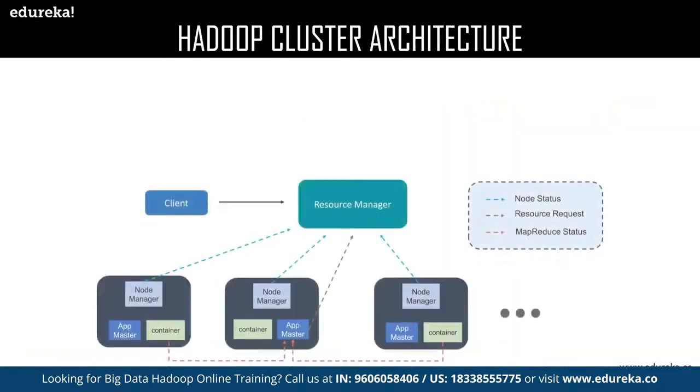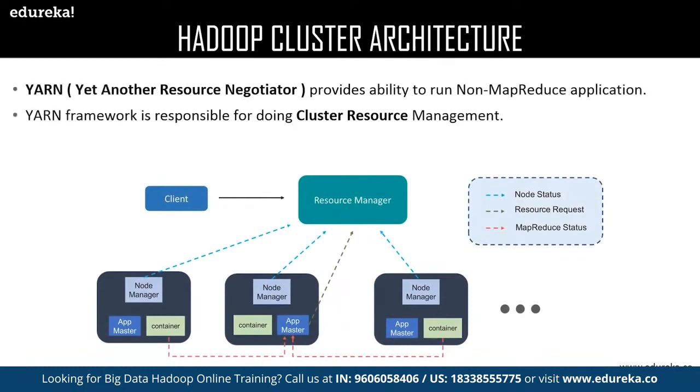Now, let us discuss YARN, yet another resource negotiator. YARN consists of the following elements: Node Manager, App Master, and Container. Let us discuss each one of them in detail.